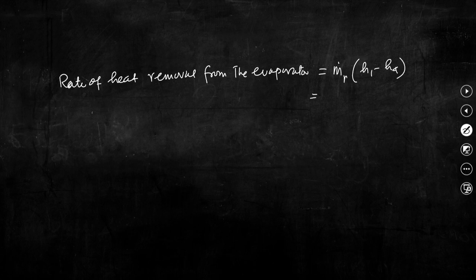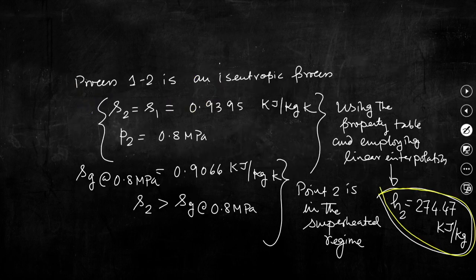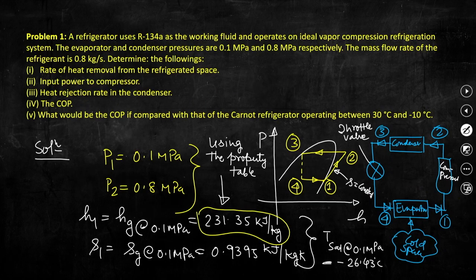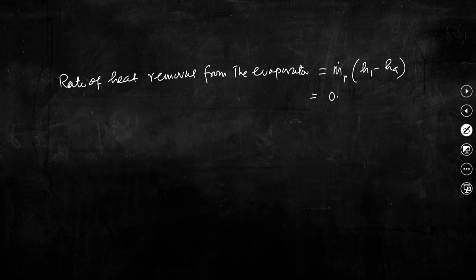Already we have calculated that. What is given? Mass flow rate is given, 0.8 kg per second. So, this is 0.8 into what is h1 minus h4? h1 equal to 231.35 minus 93.42. So, the unit should be kilowatt: kg per second into kilojoule per kg, so kilojoule per second, that is kilowatt.